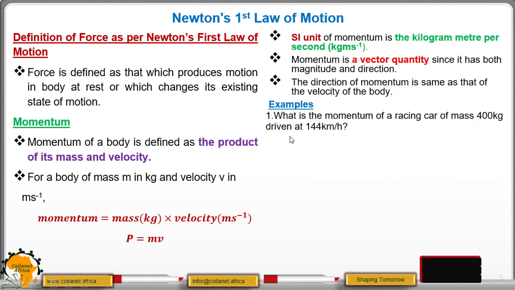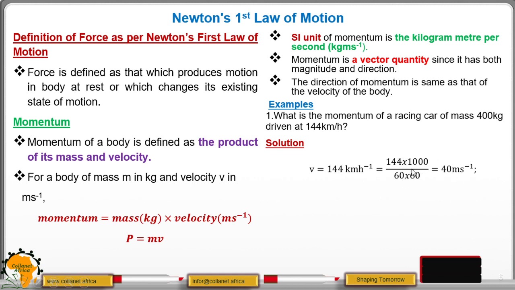For example, what is the momentum of a racing car of mass 400 kilogram driven at 144 kilometer per hour? If we look at this example, the value of velocity that is given is in kilometer per hour. So we have to convert this so that we can work with SI units. So that is the first step. We have 144 kilometer per hour. We multiply by 1000 so that we can convert 144 kilometer into meters, and then we convert hour into seconds, which is 60 times 60.